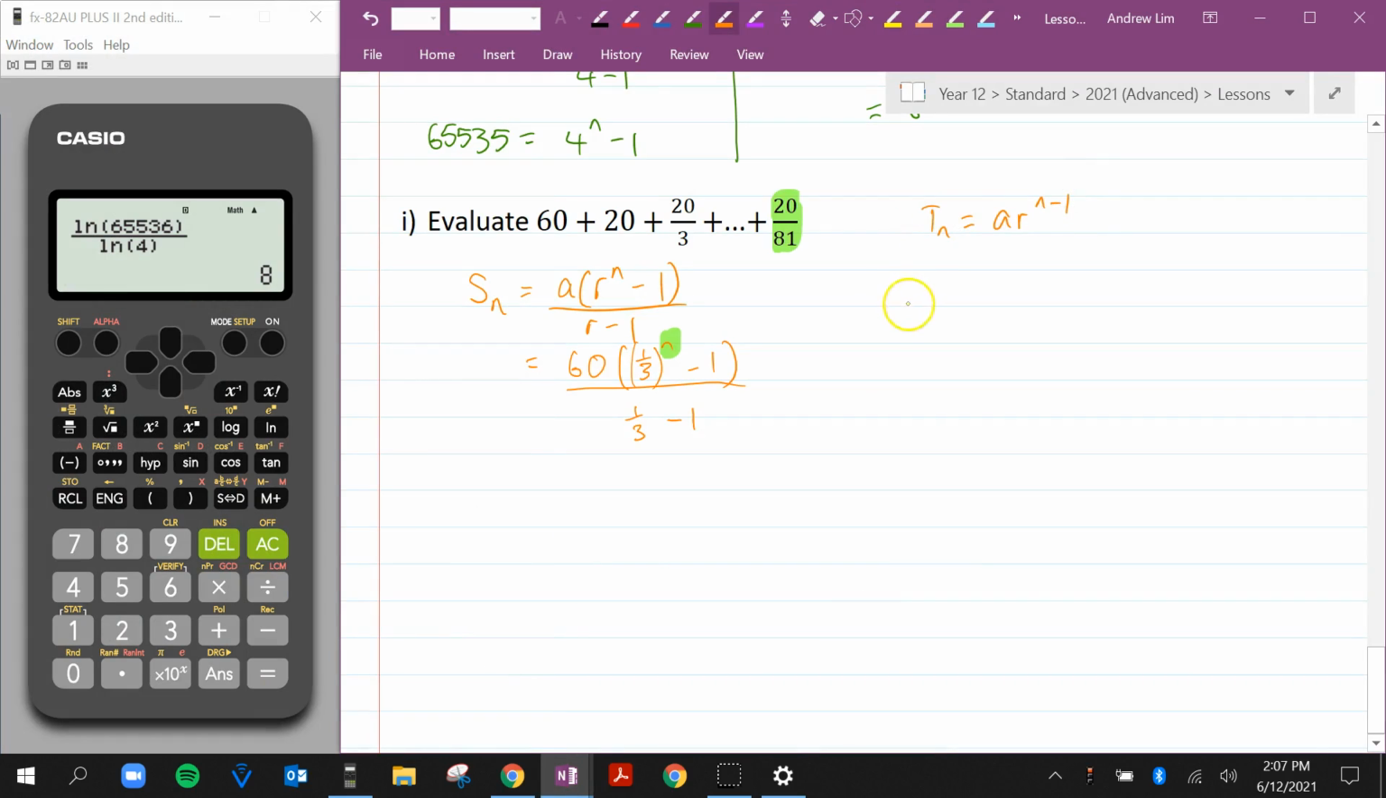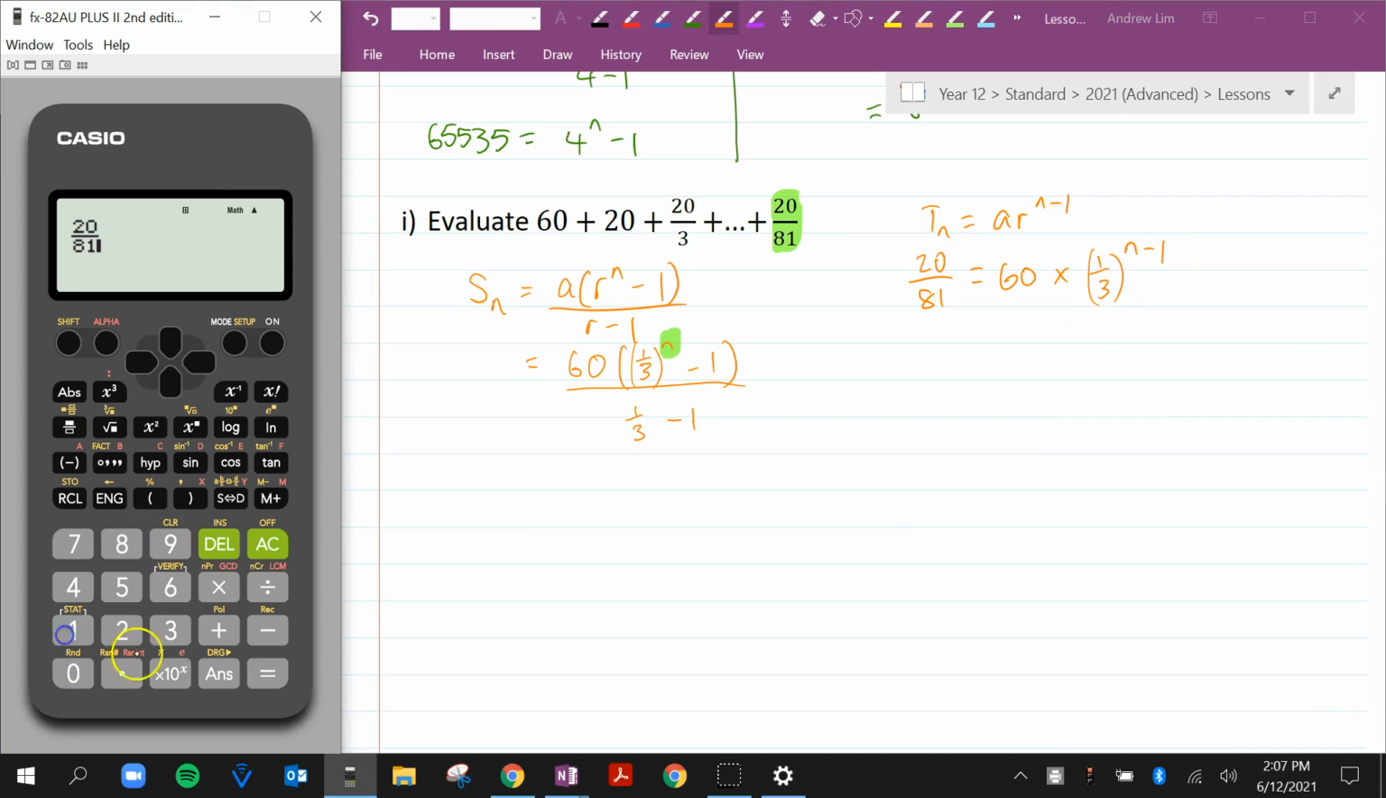Alright, now in this case, the nth term is 20 over 81. a is 60. The ratio is 1/3 to the power of n minus 1. So I'm going to divide both sides by 60, giving me 1 over 243 is equal to 1/3 to the power of n minus 1.